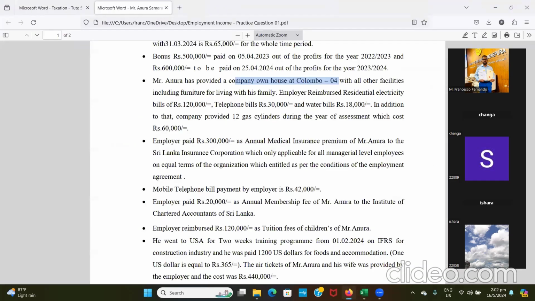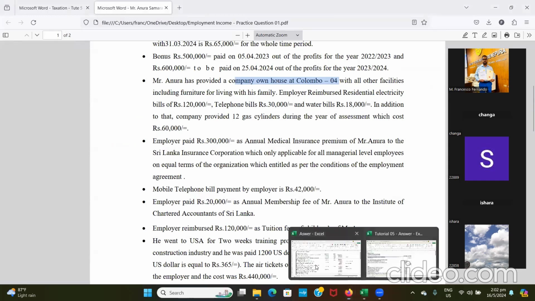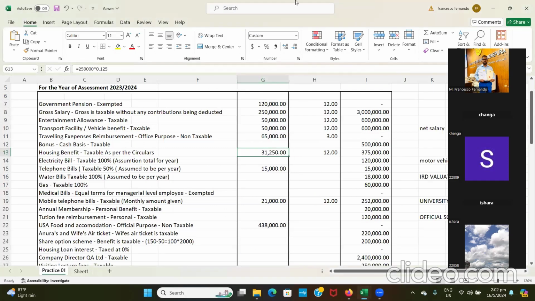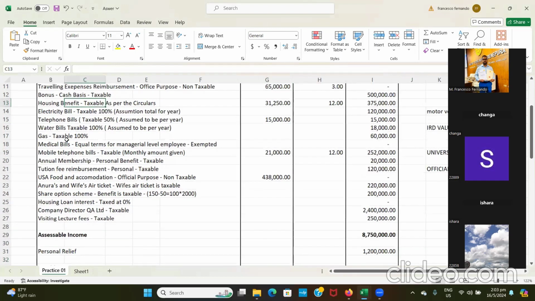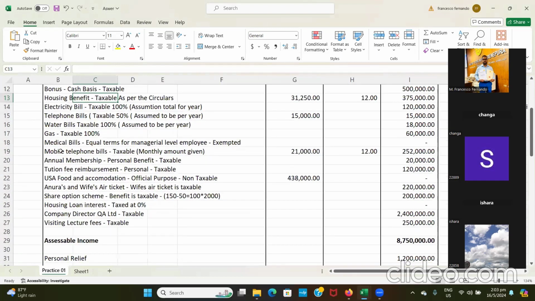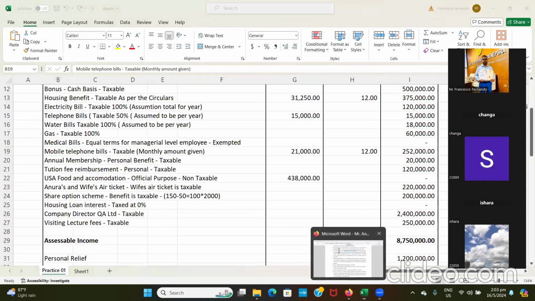So moving forward, that is regarding the rent benefit. There it's a must to mention housing benefit taxable as per the circular. Number, I don't know the number, so you find the number. What is the number for that circular? It's better if you can write the number also. So we have done up to here now. Housing benefit, even up to gas, we have done up to gas. So moving to the next adjustment.